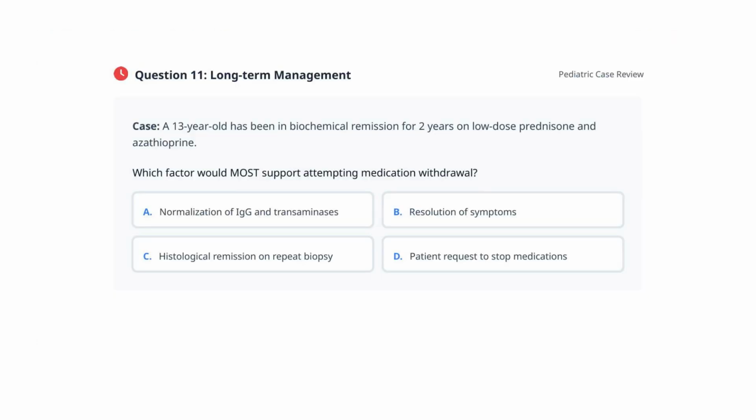Let's consider long-term management. A 13-year-old has been in biochemical remission for 2 years on low-dose prednisone and azathioprine. Which factor would most support attempting medication withdrawal? A. Normalization of IgG and transaminases. B. Resolution of symptoms. C. Histological remission on repeat biopsy. D. Patient request to stop medications.